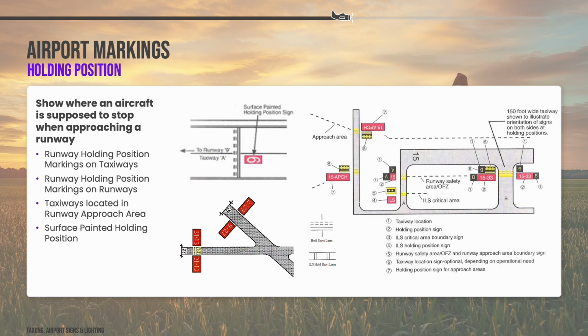The holding position shows where the aircraft is supposed to stop when approaching a runway. So it'll have holding position markings on the taxiways and on the runways. And then the taxiway is located in the runway approach area and the surface painted holding position areas as well. So you can look there at the numbers and see what all of those look like.